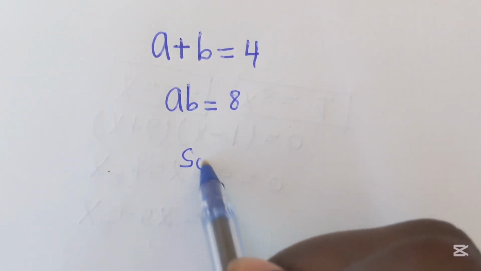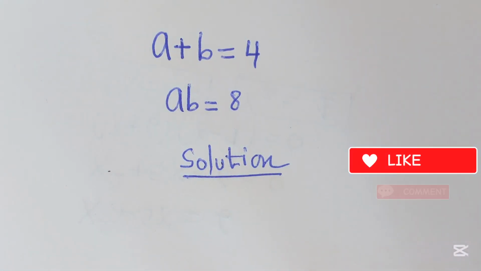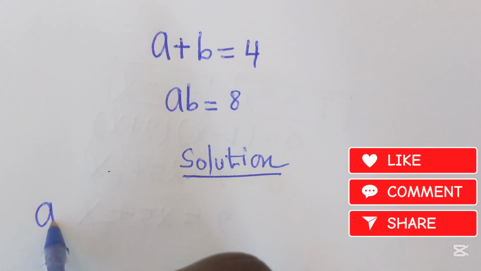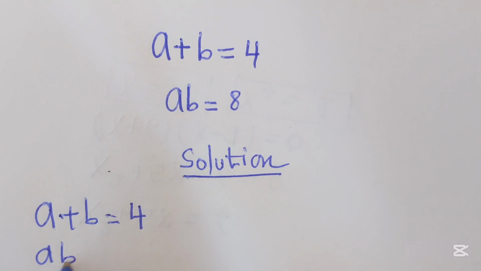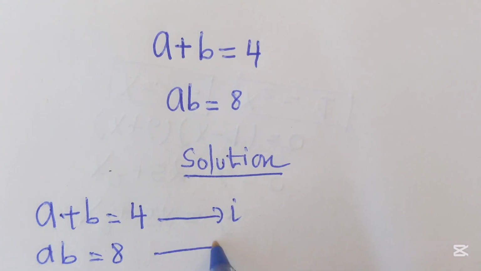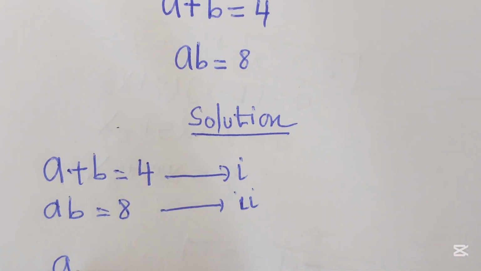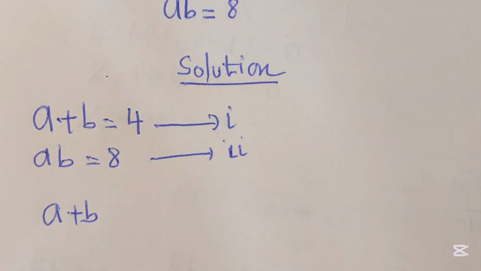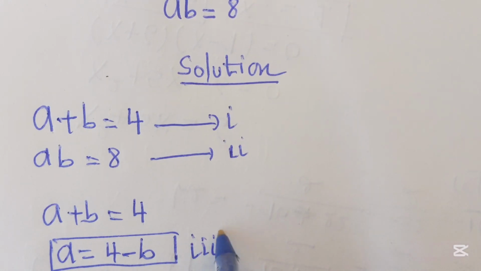Let's provide the solution very quickly. Now here we have a given system of equations: a plus b equals 4 and ab equals 8. We know that this is equation 1 and this is equation 2. In equation 1, we can say a plus b equals 4, where I find a equals 4 minus b, as equation 3.